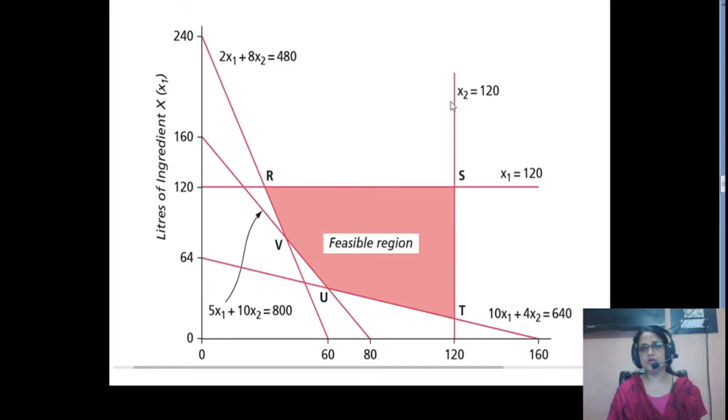S is the intersection of two lines, x2 is equal to 120 and x1 is equal to 120. T will be the intersection of x2 is equal to 120 and 10x1 plus 4x2 is equal to 640. Similarly, V is the intersection point of 2x1 plus 8x2 is equal to 480, and 5x1 plus 10x2 is equal to 800. U is formed with the intersection of 5x1 plus 10x2 is equal to 800 and 10x1 plus 4x2 is equal to 640, right students? So this is how we can find out the coordinates of R, S, T, U and V.